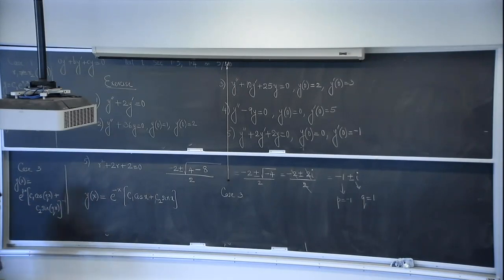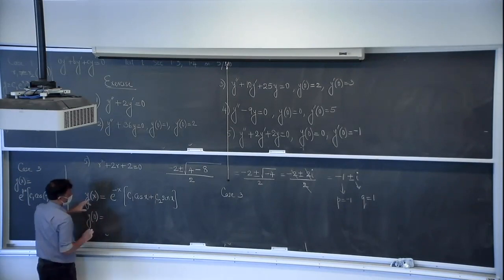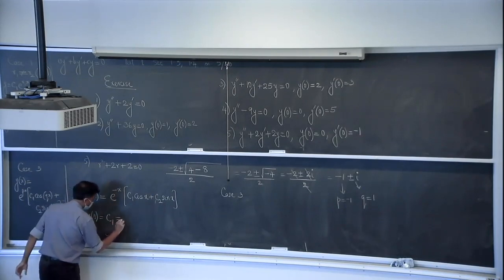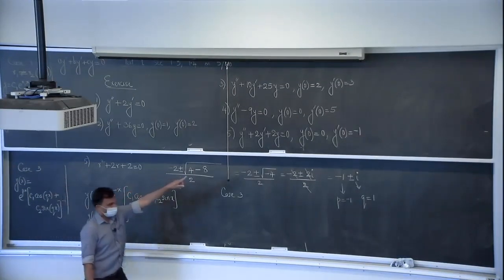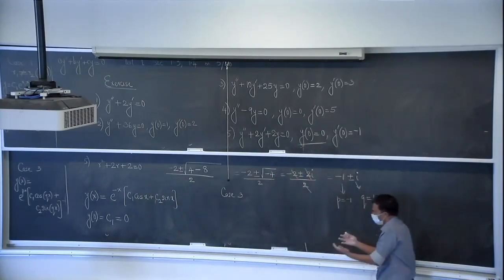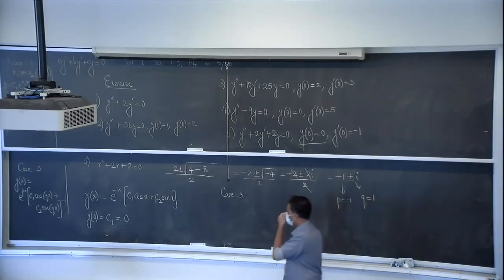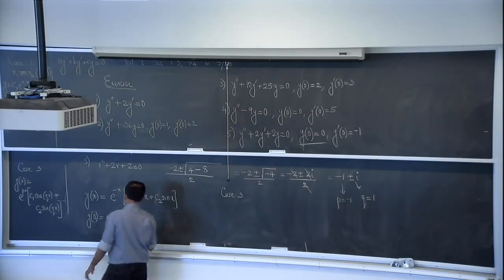All right, let's plug in the conditions. y of 0 is e to the 0, which is 1, c1 times 1, c2 times 0. So it's just c1, and that's equal to 0 from what is given here. Tomorrow it will mean something when we do the spring mass problem. It says that the initial displacement is 0. So that's okay.